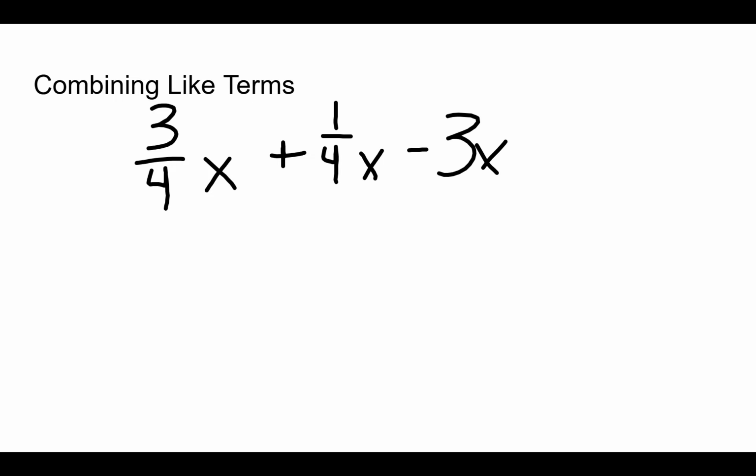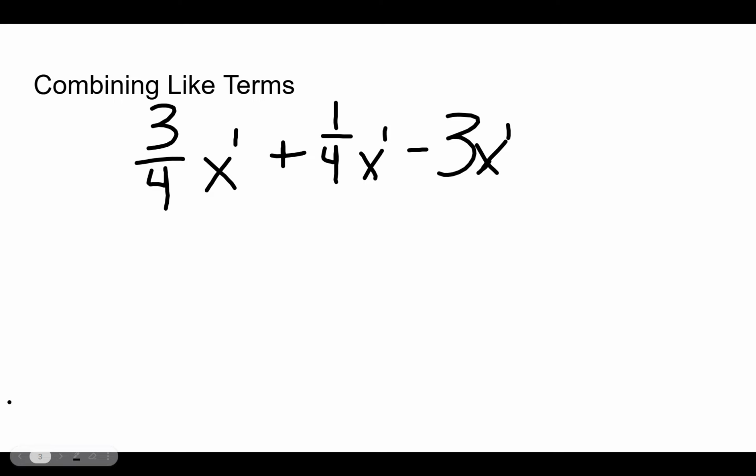And there we go. So I'm looking at 3/4 x plus 1/4 x minus 3x. What do you notice about this problem right away? If you said that they are all like terms, you are correct. They all have x, and those x's don't have an exponent attached to them. Well, they do. They have an invisible one. But they're all the same, right? They all have that x to the first power. That means they are like terms.